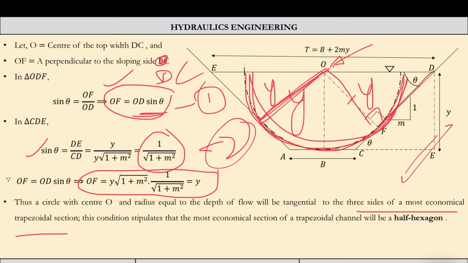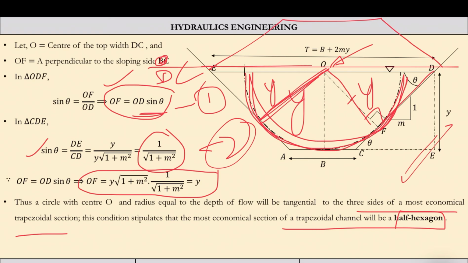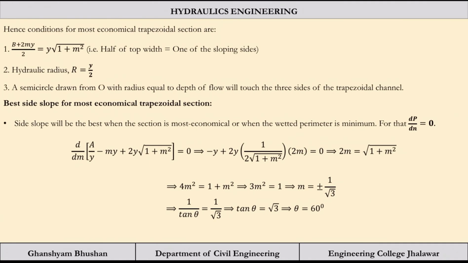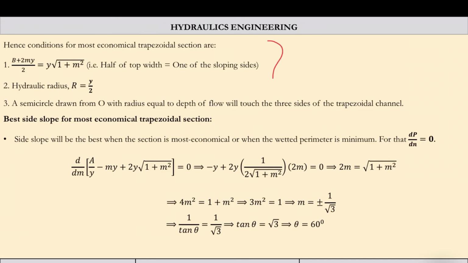This condition stipulates that the most economical section is nothing but half of a regular hexagon. If you plot this type of hexagon and cut it from the midpoint, you will get the most economical trapezoidal section. Now we are going to calculate the slope. These calculations we have already done. The half of the top width should be equal to one of the sloping sides. Hydraulic radius is y by 2, and a semicircle will be drawn and it will touch all the sides of the trapezium.